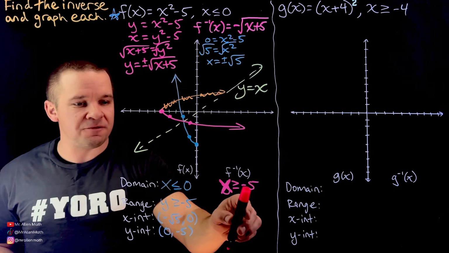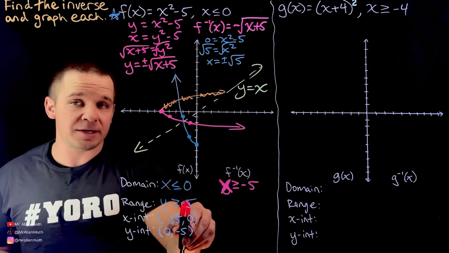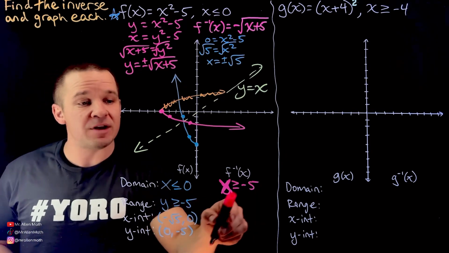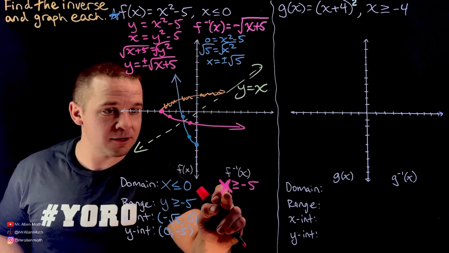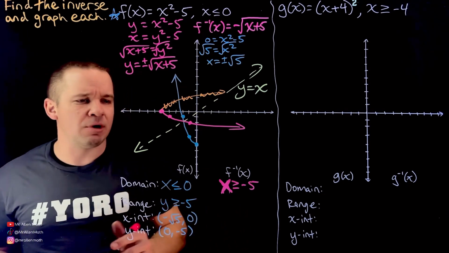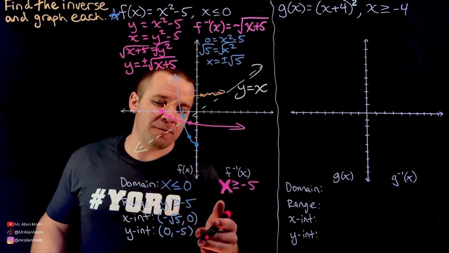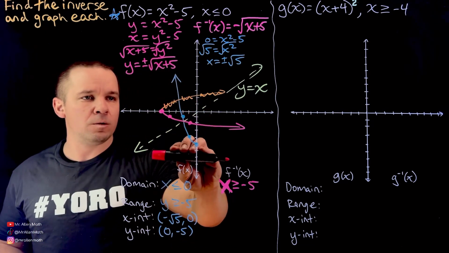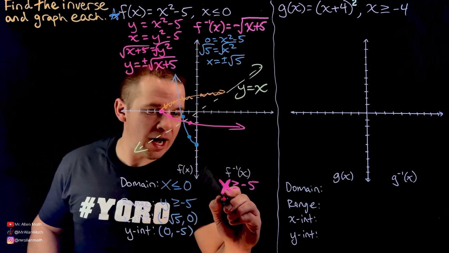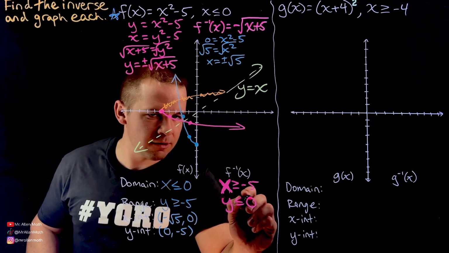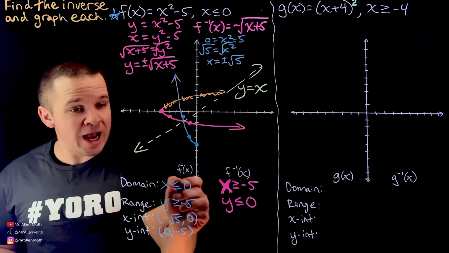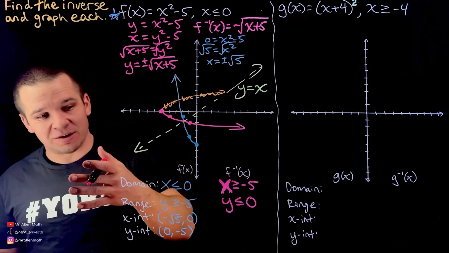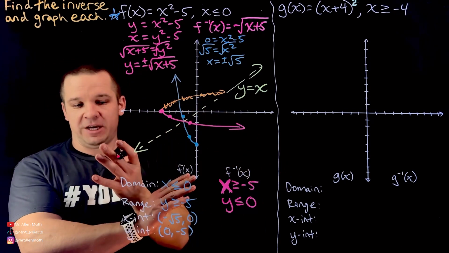We can also see that the values here, they swap places. My range was greater than or equal to -5. Now my domain, which is x, very nicely written, x is greater than or equal to -5. Now for my range. Well, what's my range here? It's always below 0, right? So y is less than or equal to 0. My domain was less than or equal to 0 in the original, so therefore the inverse, they swap places.